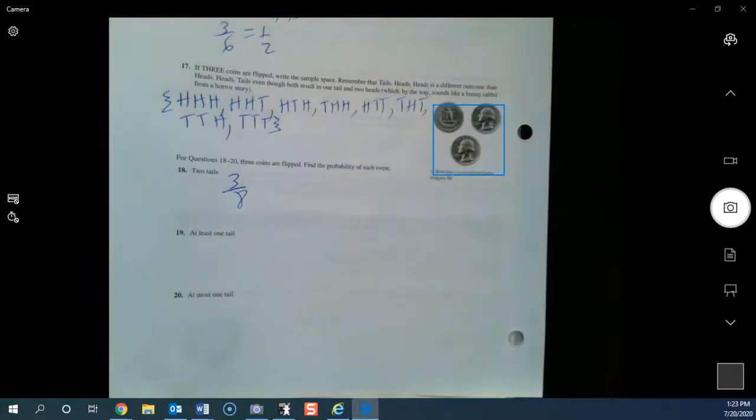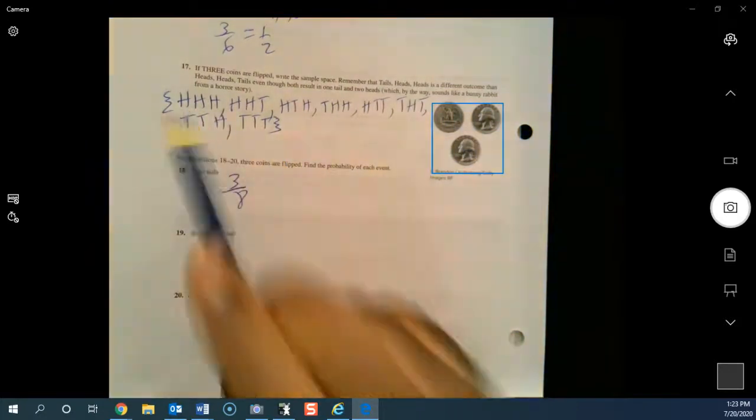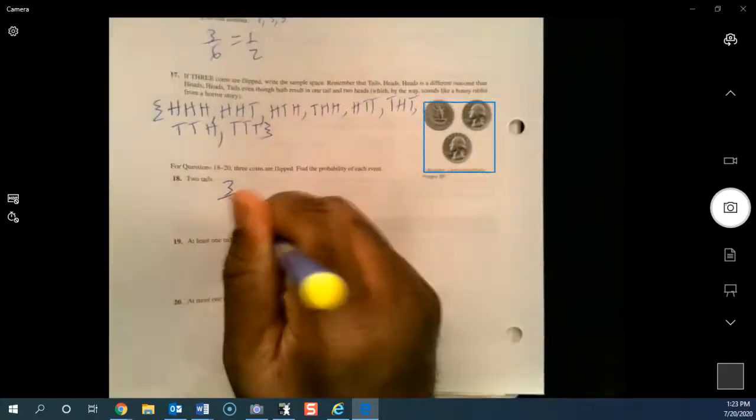Now, 19, it says at least 1 tail. That means it can have one tail or more. All of them have one tail or more except for the first one. So that's 7 out of 8.